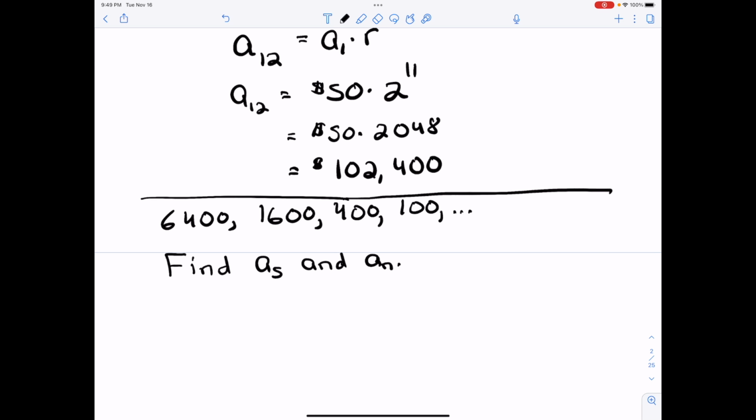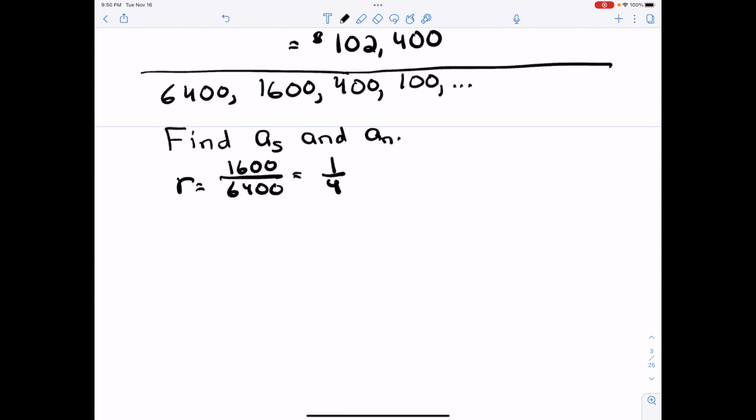If you look at it, you can kind of tell what's going on there and get a sub 5 pretty quickly. To go from 6400 to 1600, you can divide by 4. To go from 1600 to 400, you can divide by 4. To go from 400 to 100, you can divide by 4. Or to find that common ratio, you could put 1600 over 6400, and you get 1/4 common ratio. Or if you did 400 over 1600 or 100 over 400, all those would give you the same common ratio.